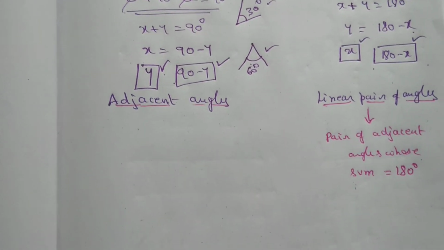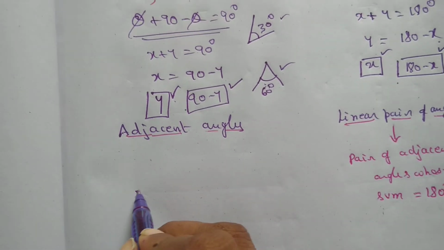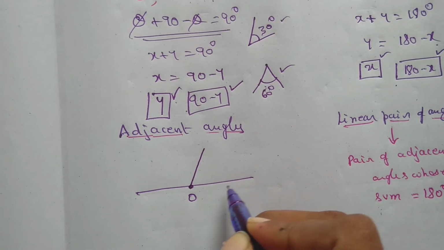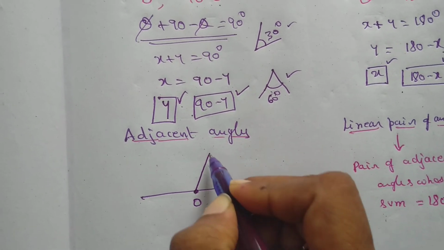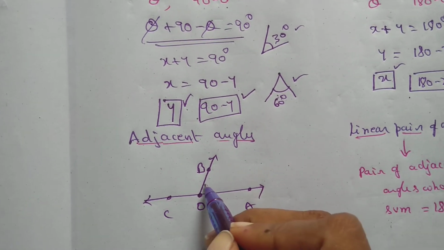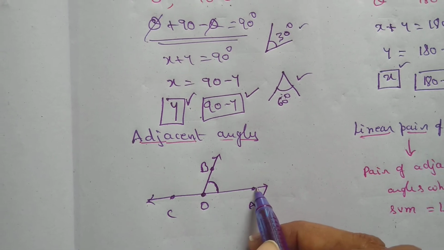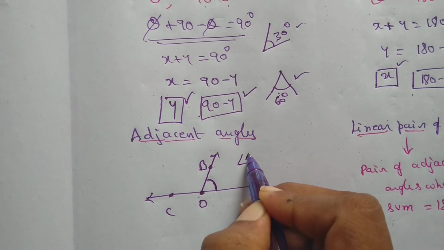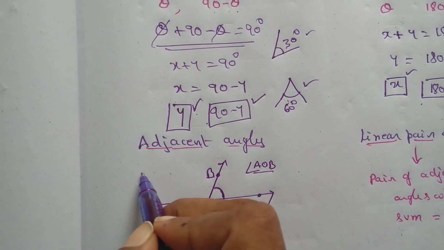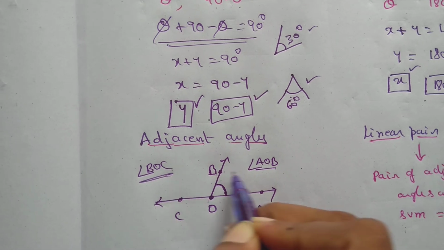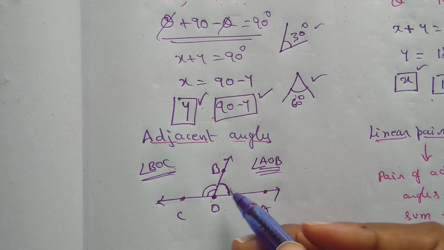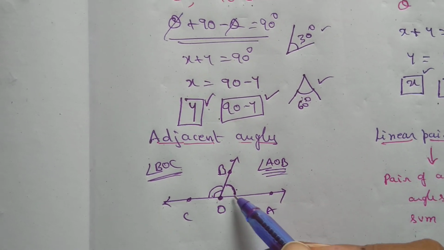Now coming to adjacent angles. Suppose I have O, A, B, C. So angle AOB and angle BOC are adjacent to each other, is it not? This is one angle, this is another angle, but they are adjacent to each other.